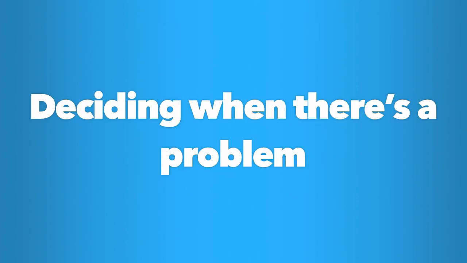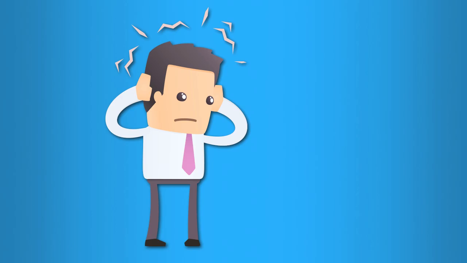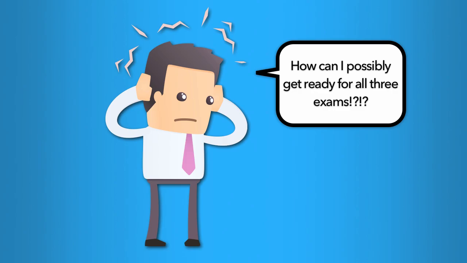Deciding when there's a problem may seem obvious or easy. Doesn't everyone know whether something is a problem? Not always. Disagreements about whether there is a problem that needs to be addressed occur all the time. Imagine you realize you have 3 midterm exams, all on the same day. Now, most students would look at this as a problem. How could I possibly study and be prepared for all 3 exams at once?